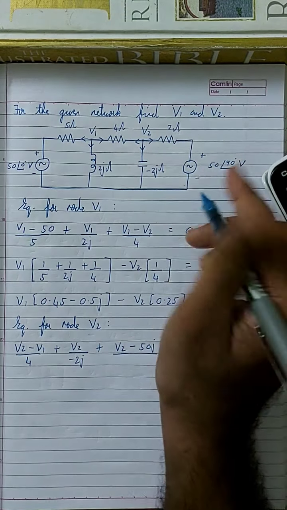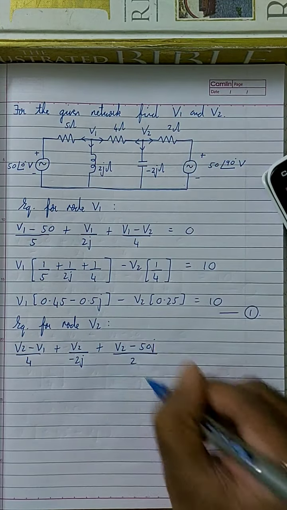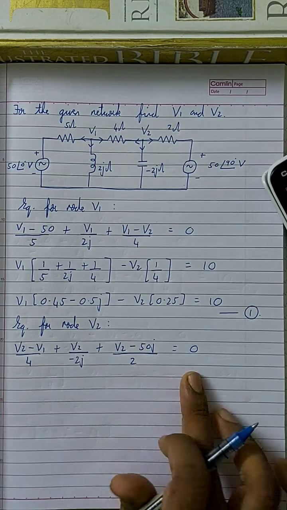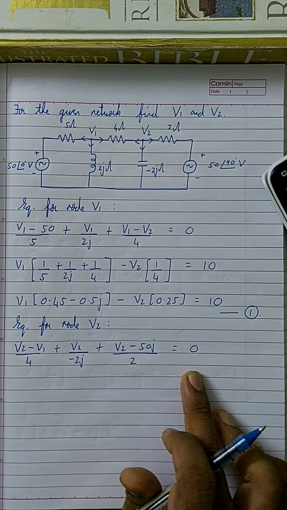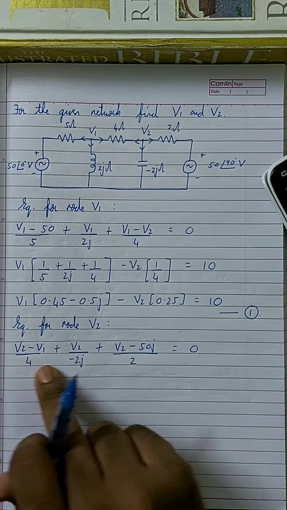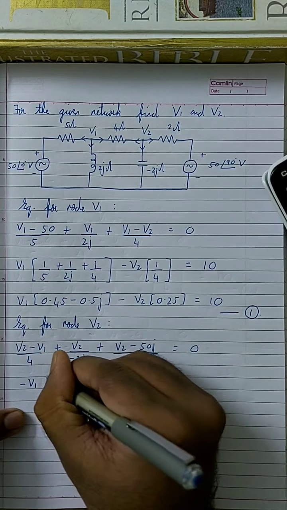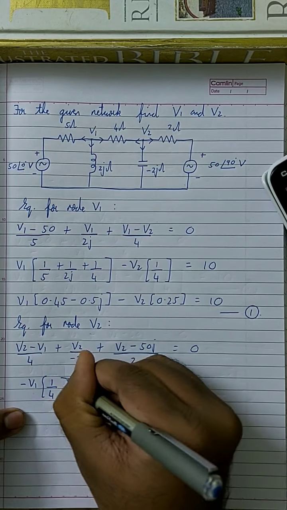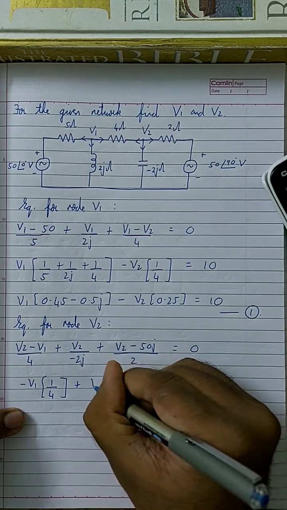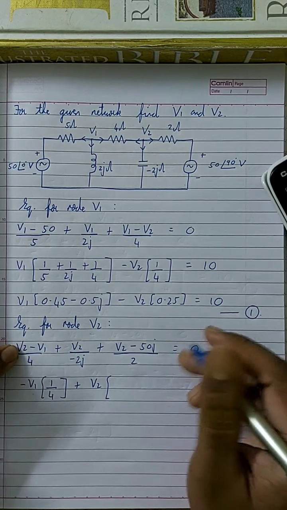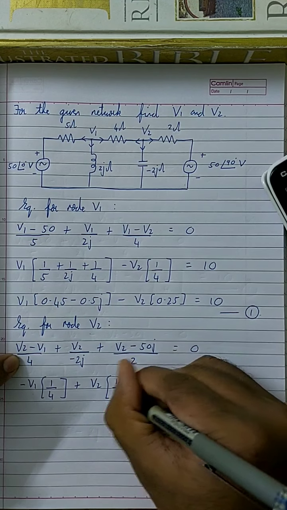And what is the resistance? 2, so divide by 2. This is the equation, equal to 0. So now I'm going to write it in terms of V1 and V2. Here, V1 is only over here, so it is minus V1 into 1 by 4. Plus V2 into, now if you take V2 common, it will be 1 by 4.